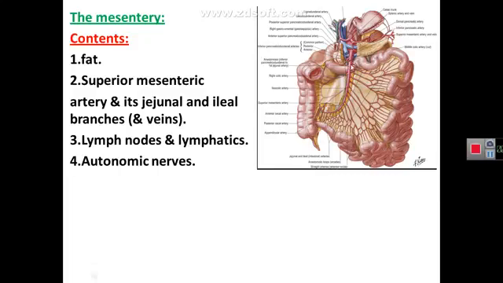The root of mesentery, as it crosses the third part of the duodenum, at this region, a vessel which is a branch from the aorta, called the superior mesenteric artery, enters the root of mesentery. So the content of the mesentery of the small intestine is the superior mesenteric artery with its branches to the jejunum and ileum. And also we have fat, autonomic nerves, and lymphatics.